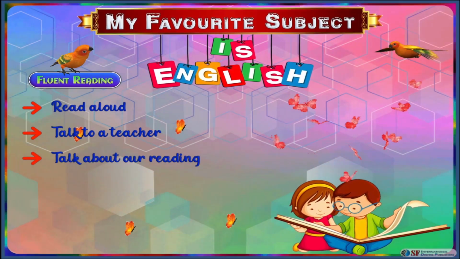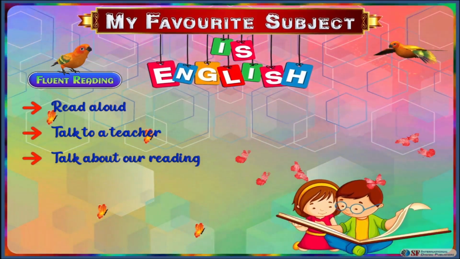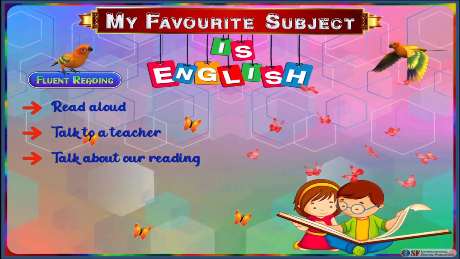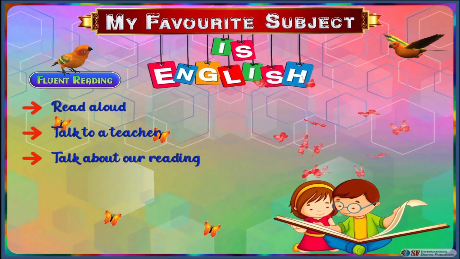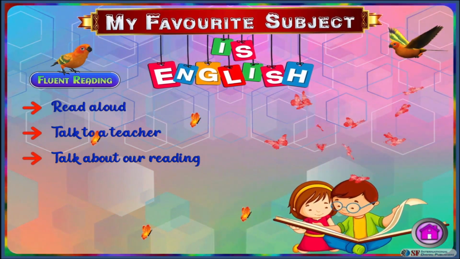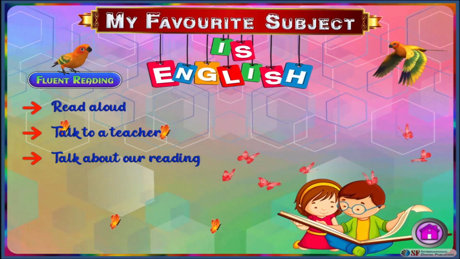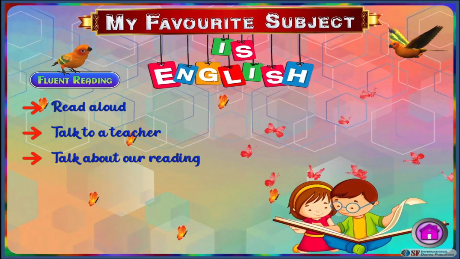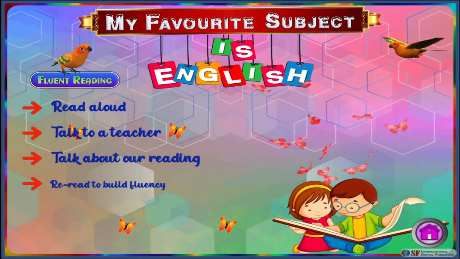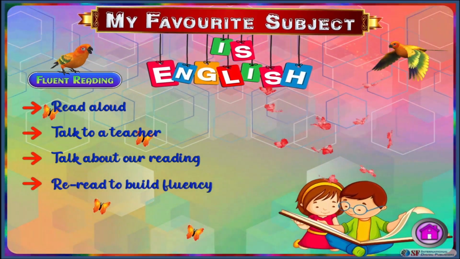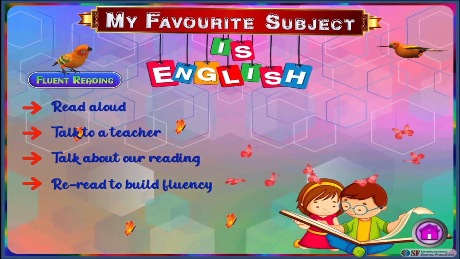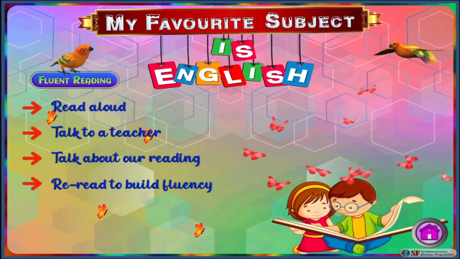Talk about our reading. Ask questions before, during, and after reading something. For example, before reading a book, ask yourself, what is interesting in this book? During reading, ask yourself, what do we think will happen next? Or, after completing it, ask yourself, what did we like about it? Reread to build fluency. We need to read quickly and smoothly, a skill known as fluency. We should be able to read 90 words a minute.